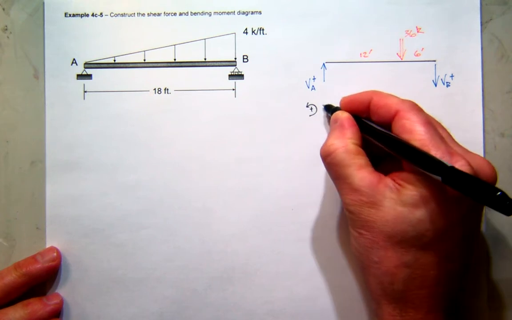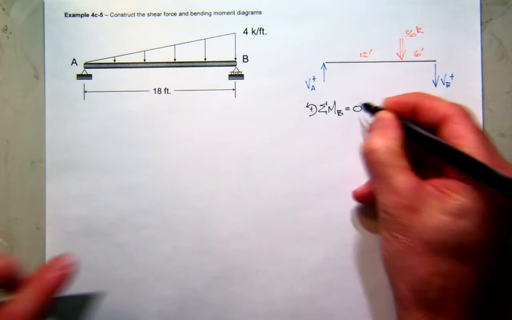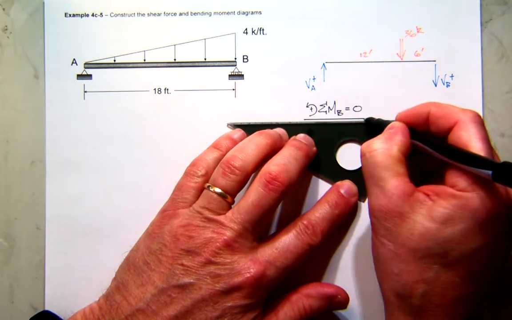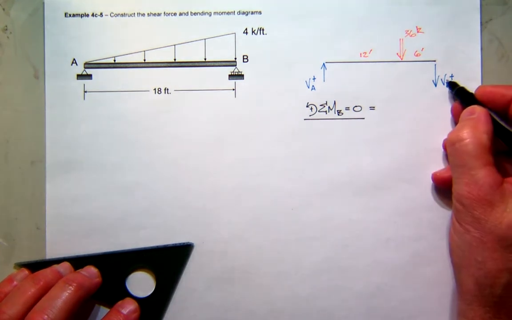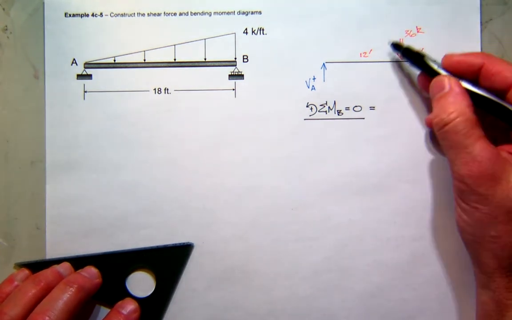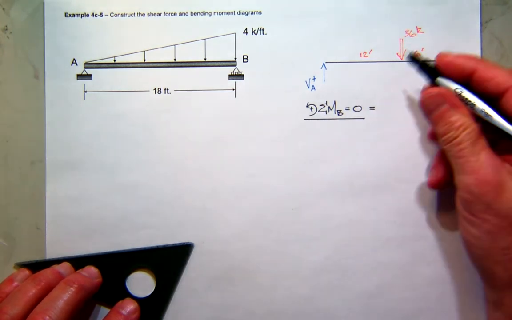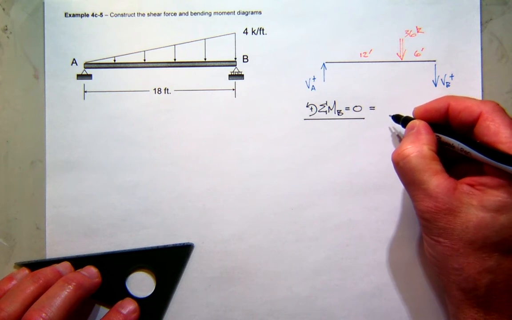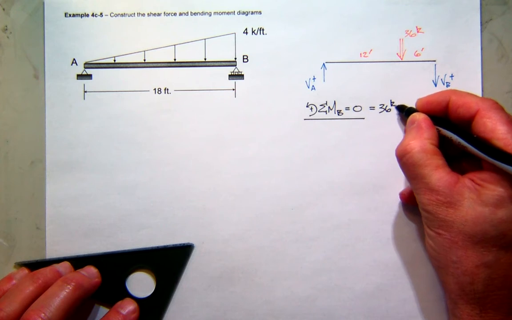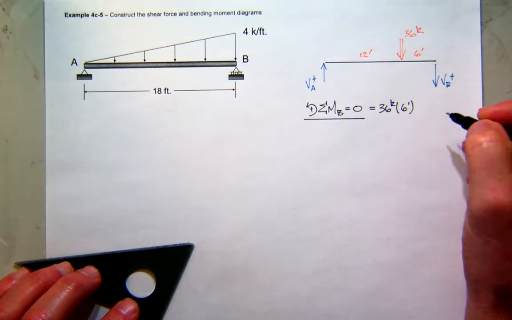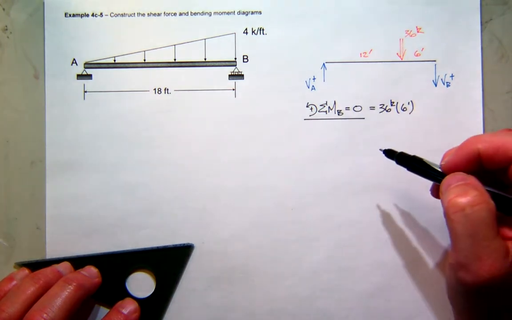So I'm going to sum moments. This time I think I'll sum moments about B, that equal to 0. That's my equilibrium statement. So let's see if I can do that. So summing moments about B, this equivalent force of 36 kips creates a positive or negative moment about B with the right-hand rule? Positive, right? So the force is 36 kips and the distance is 6 feet. Now about B, the shear force at A creates what kind of moment about B?